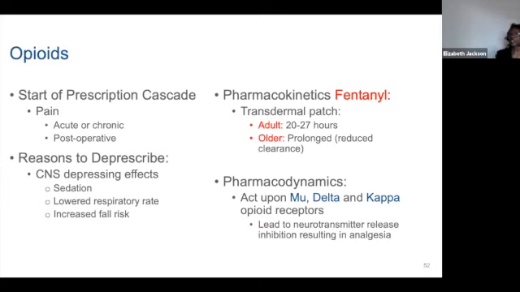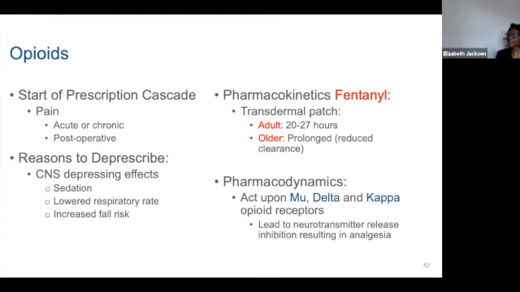Opioids. You have a patient that has pain. Let's assume it's acute or chronic, and they're on fentanyl. The older adult has a half-life that's going to be greater than 27 hours. That would be compared to an adult who's not a geriatric patient, which takes about 20 to 27 hours, which is already a really long half-life. So if you have an older adult, you've essentially prolonged that half-life due to reduced clearance.